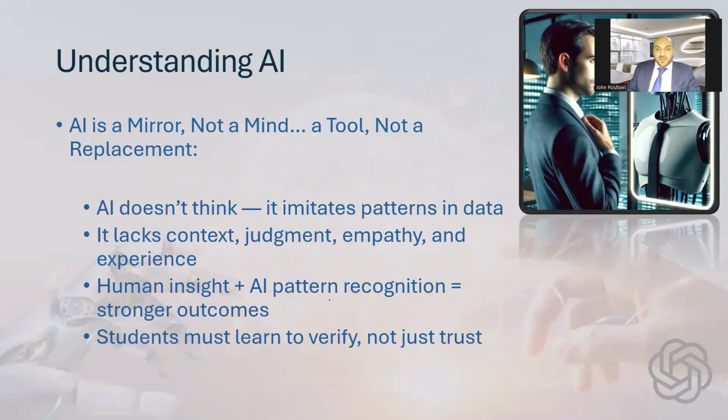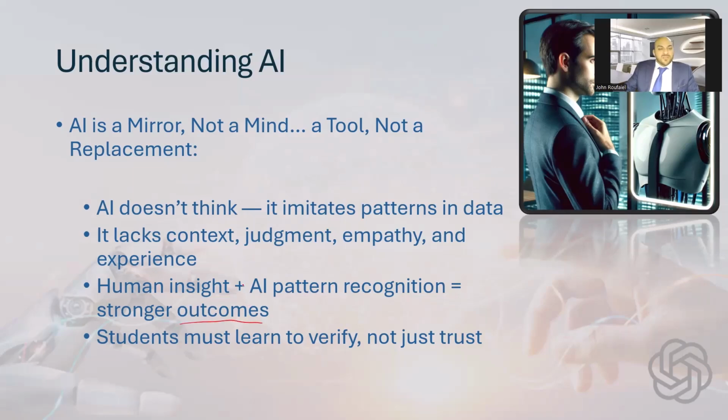It doesn't think like we do, but it imitates patterns in data. So we start to give it things. We might say machine learning, but it's still not at the same level as human learning. But they are making progress to try to approach that. It lacks context, judgment, empathy, and experience. And again, these are things people might want to argue, but it's being taught it. You might even say a machine knows more empathy than a certain human, but overall, these are still more human traits. Human insight plus AI pattern recognition can produce stronger outcomes.